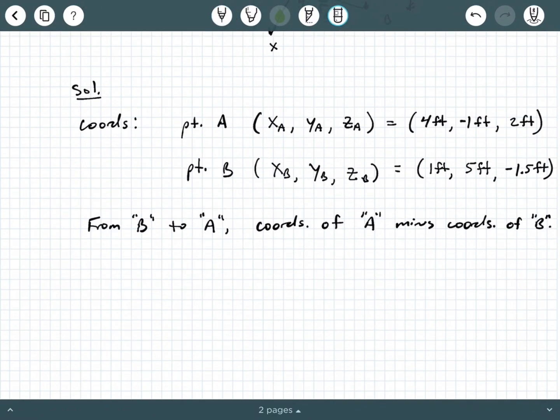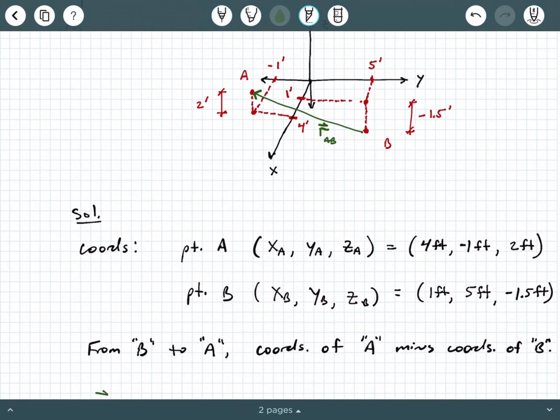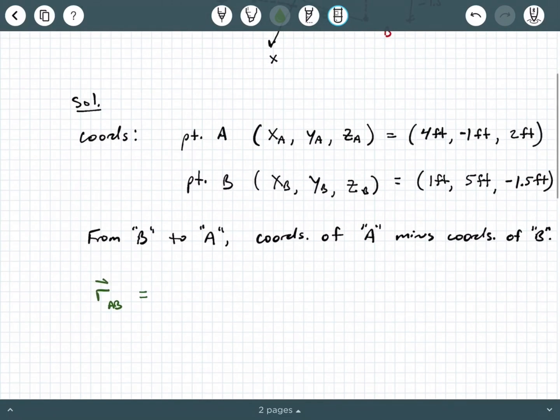And let's be color coordinating, so let's use green. RAB, that's from B to A. Actually, if you go from B to A, you should honestly call it RBA, not RAB. But either way, we'll just call it R. I don't really like the subscripts personally on the position vectors. I avoid them, but the textbook uses them sometimes, so that's why I mention them.